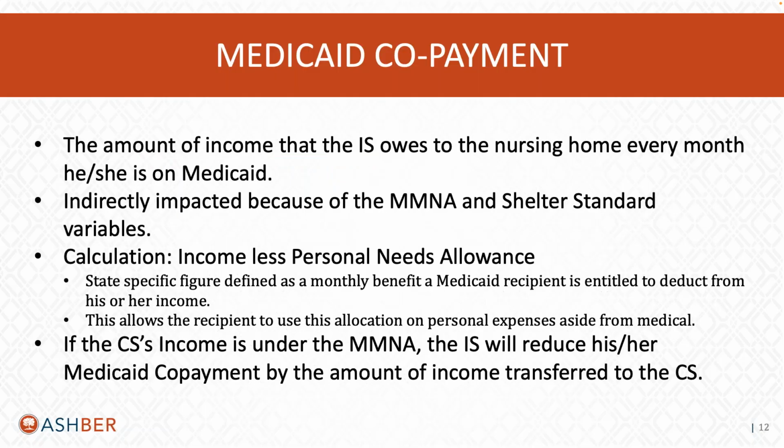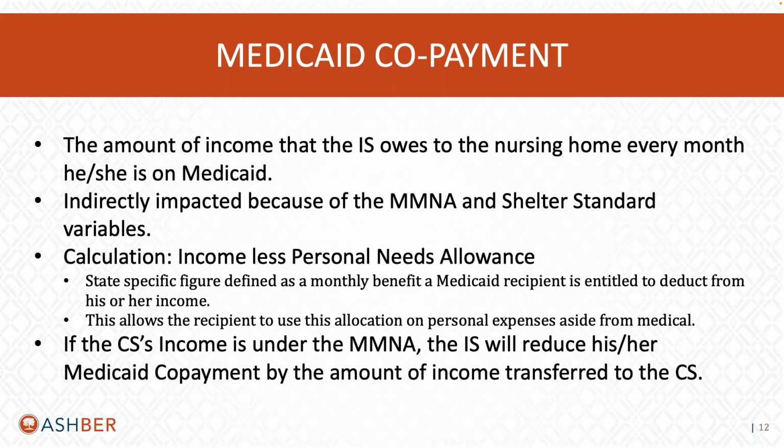So utilizing these tools can definitely help you maximize the monthly Medicaid benefit that your client would be entitled to. So let's talk about the Medicaid copayment for just a little bit here, because it's another variable that's obviously impacted by the shelter and MMNA figures. This is essentially the amount that is owed to the nursing home every month once a Medicaid applicant is receiving Medicaid benefits. Medicaid copayment doesn't come into play until you're on Medicaid. But this number is always indirectly impacted by the MMNA and the shelter standard, as I mentioned.